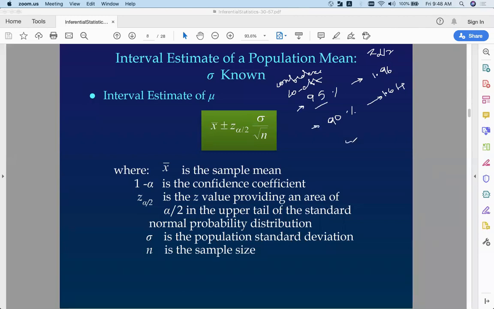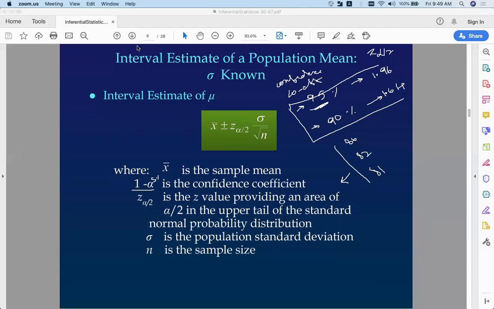Any other value, let's say 86, or 82, or 81, for these values you have to refer to the Z table. Generally, if you remember these two values, it is more than enough. Sometimes they don't even give you this percentage, so you have to assume 95%. What it means is 5% error is fine. So 1 minus alpha, where alpha means here 5% error.